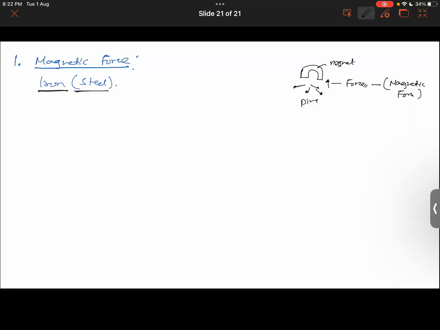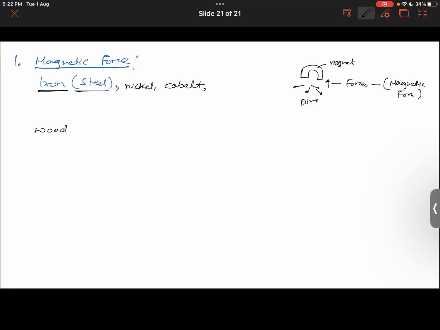Magnetic force acts from a distance. Objects made up of iron, steel, nickel, or cobalt are attracted to a piece of magnet. It will not attract objects made up of, for example, wood or glass.